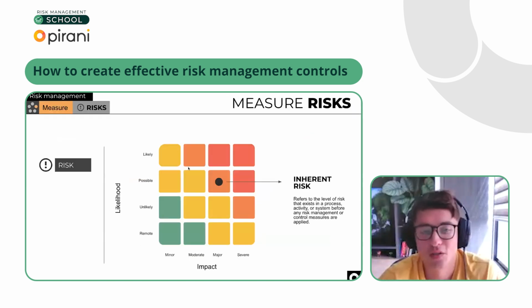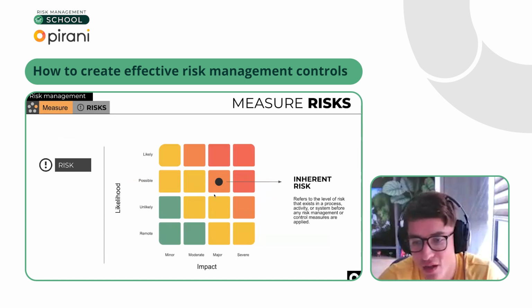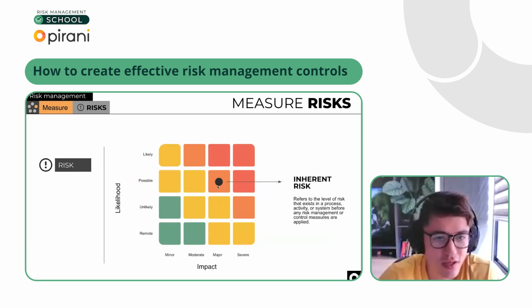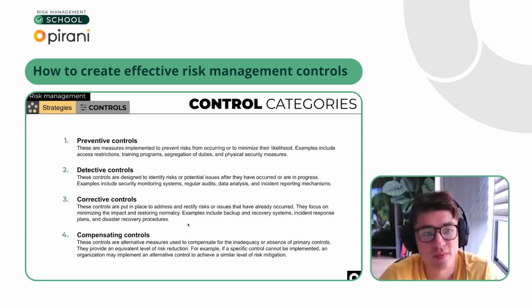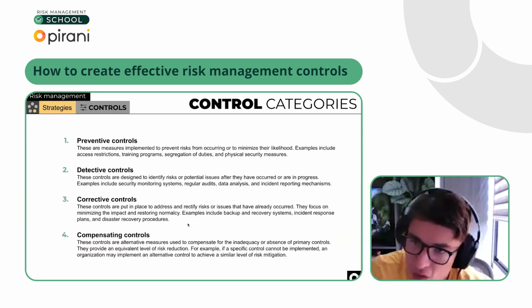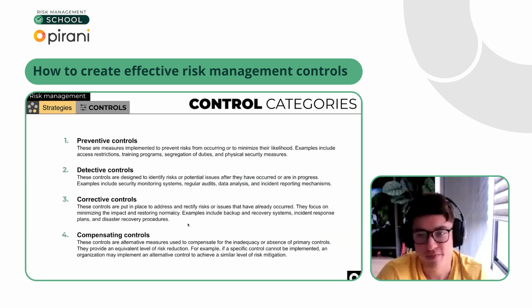So if we go into this graphic, remember if your risk is here in this orange area, once you put a control, you want to move the risk maybe here, to move the likelihood, to reduce, to move from possible to remote or unlikely, or the impact, or maybe both. That's why you implement controls, right? And those controls have different categories.